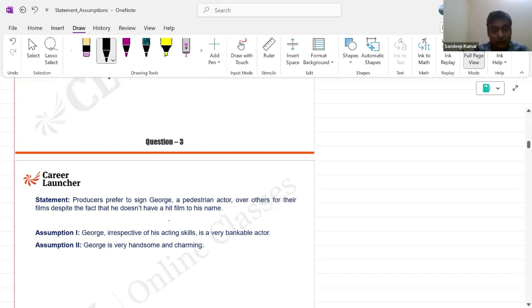Let's look at question number 4. Producers prefer to sign George, a pedestrian actor. Pedestrian actor is a simple actor, not a great actor, a simple actor, over others for their films, despite the fact that he doesn't have a hit film to his name. So George is a simple actor. He doesn't have a hit film to his name, but yet you find that people prefer to sign George. George, irrespective of his acting skills, is a very bankable actor. Bankable means dependable actor.